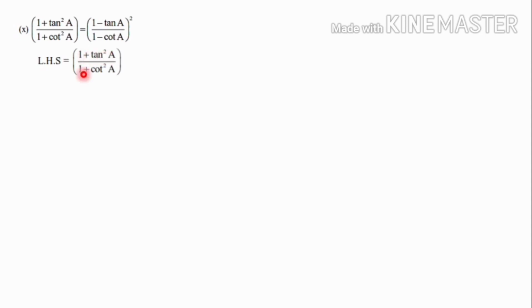Next we shall discuss question number 10, that is the last question of this chapter. That is (1 + tan² A)/(1 + cot² A) = ((1 − tan A)/(1 − cot A))². Let's take the left hand side as before, that is (1 + tan² A)/(1 + cot² A). Here 1 + tan² A and 1 + cot² A direct formulas are there. By using identities we can write 1 + tan² A as sec² A, and 1 + cot² A we can write as cosec² A.